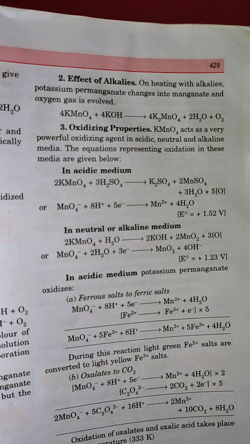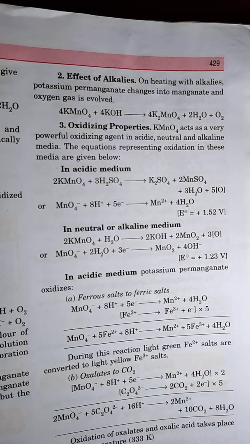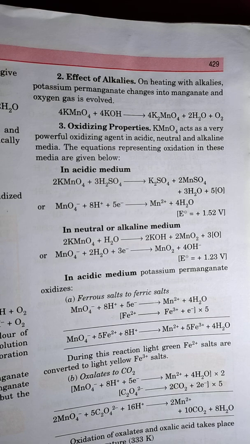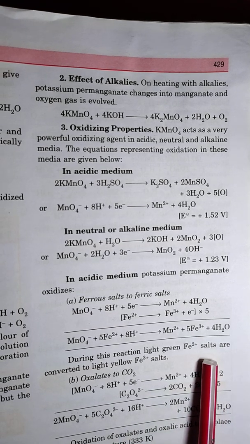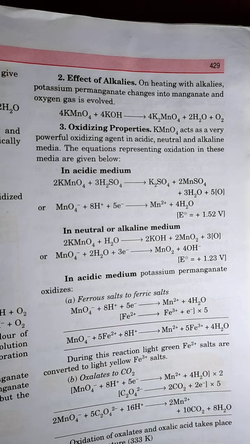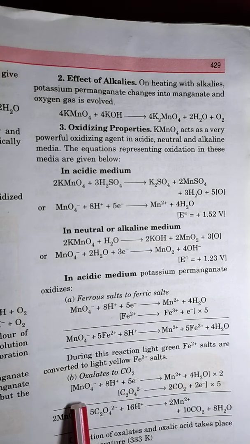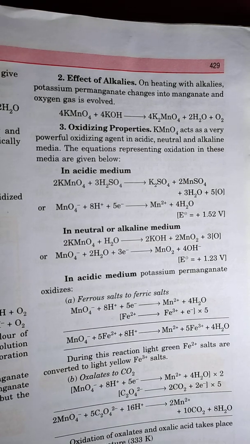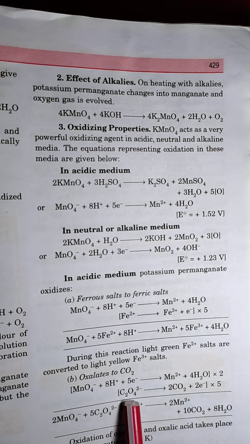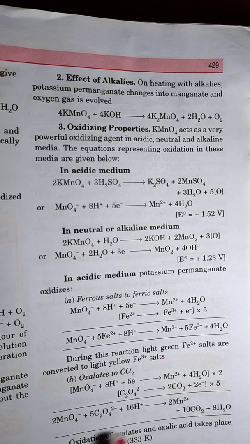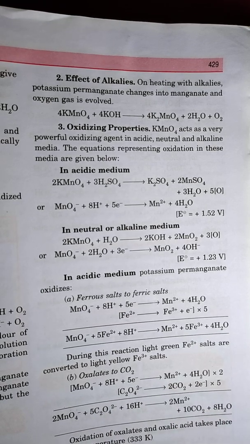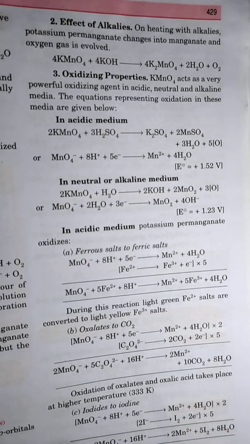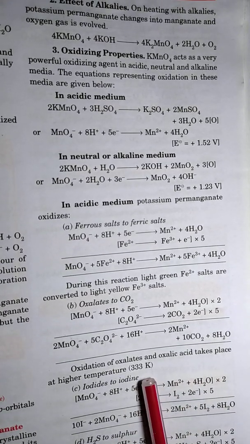reaction proceeds. After that, we have the next reaction: the ferrous ion is easily oxidized from the green ferrous salt to the yellow ferric salt. So we have the permanganate ion. In acidic medium, in the presence of 5 electrons, it changes to manganese 2+, and the oxalate ion is gradually changed to carbon dioxide. Okay, this is how the reaction takes place. That is, oxidation of oxalates and oxalic acid takes place at a temperature of 333 K, right?